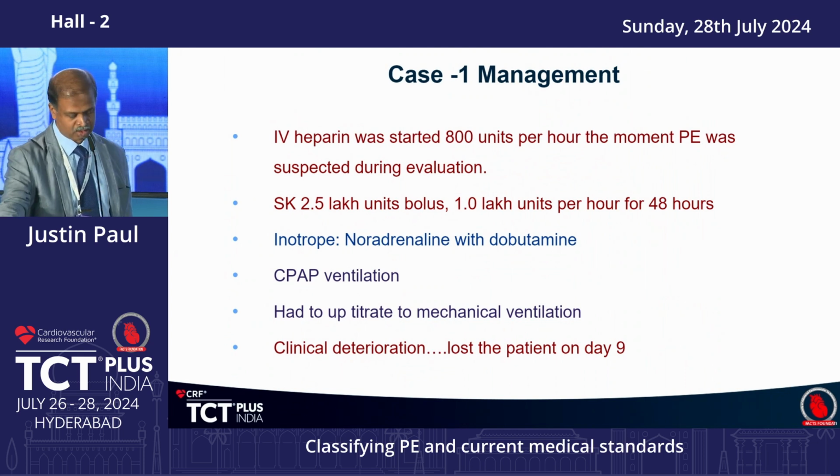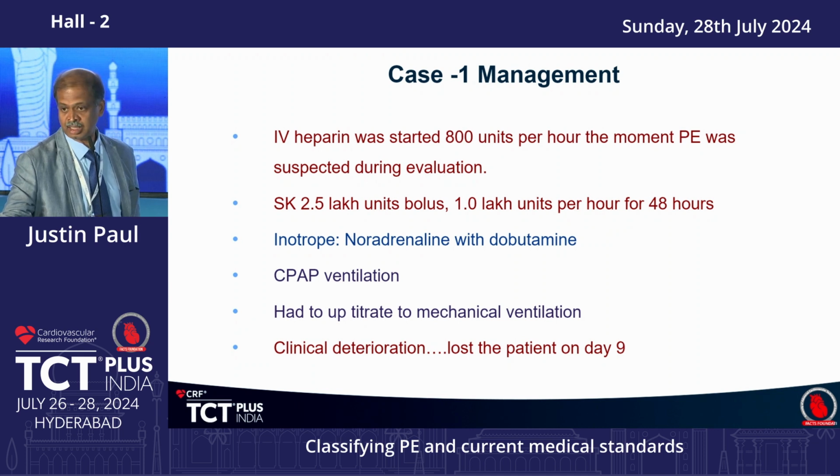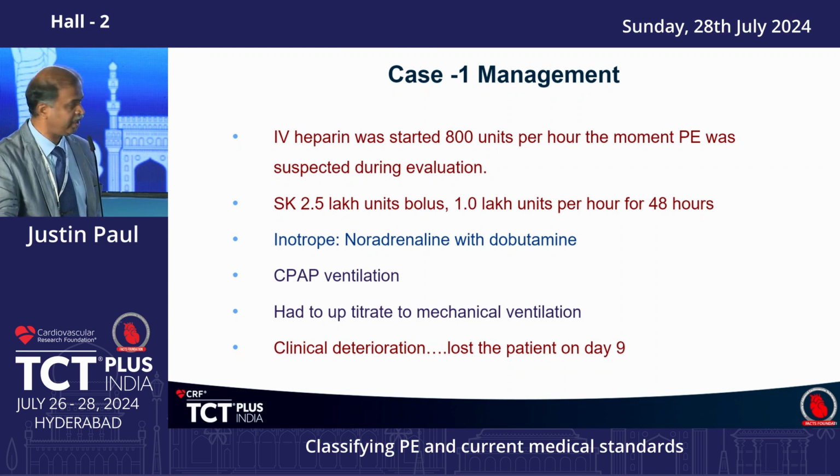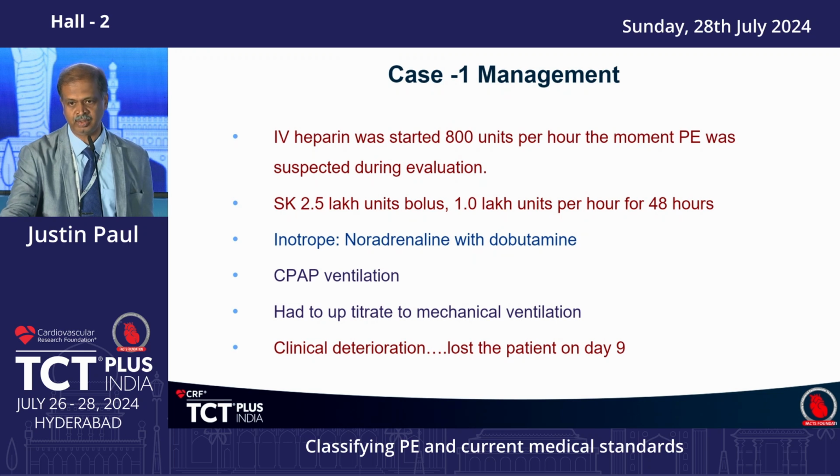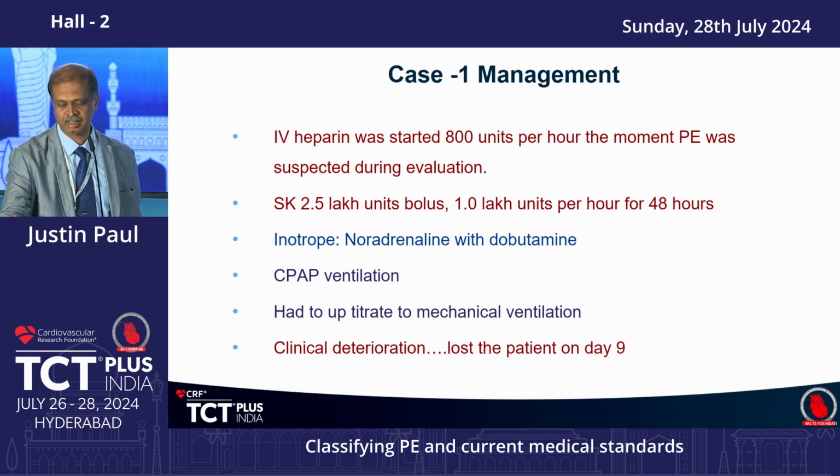So we started thrombolysis, 2.5 units bolus, 1 lakh, and we had to give norepinephrine, and the patient required ventilation. In fact, we don't have ECMO in the system, and no CDT available. We would not like to intubate and ventilate a patient with pulmonary embolism because it's going to increase the afterload and worsen the RV strain. So as much as possible, we tried to manage with non-invasive ventilation, but could not manage. So hemodynamically neutral ventilation is what we should do. We lost the patient on day 9.